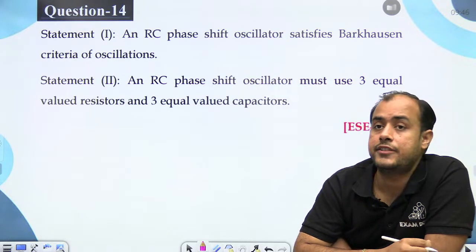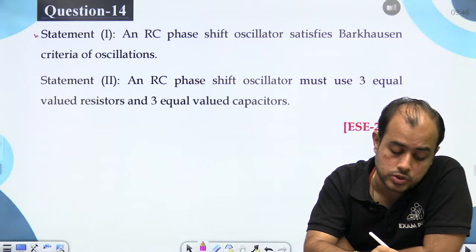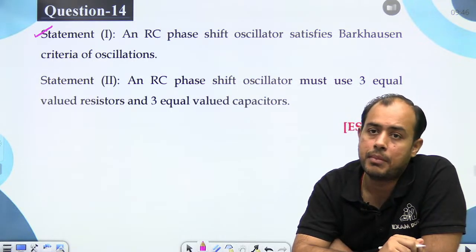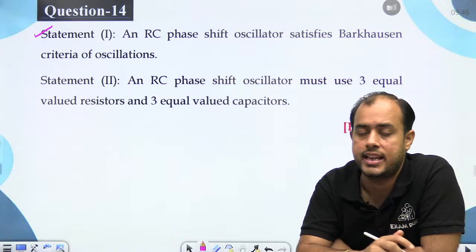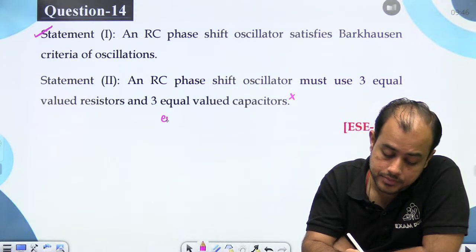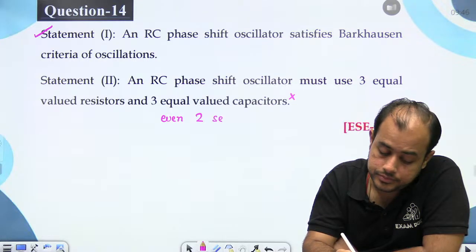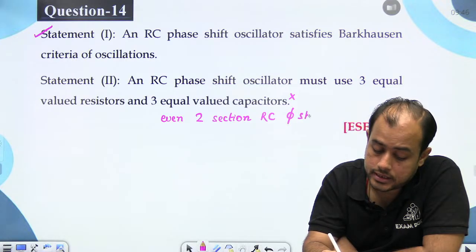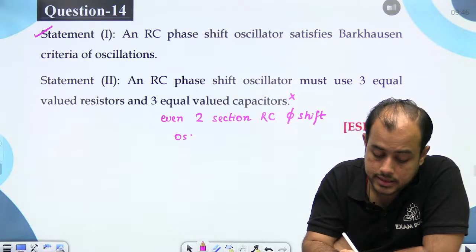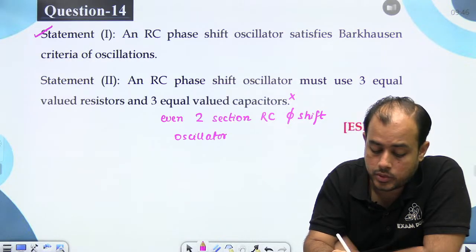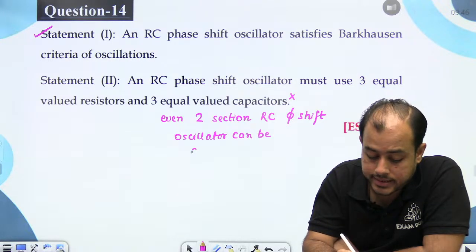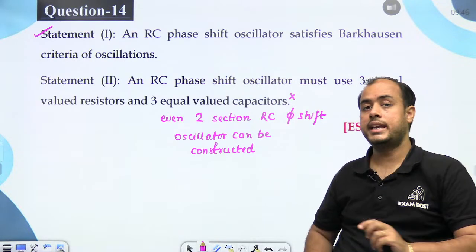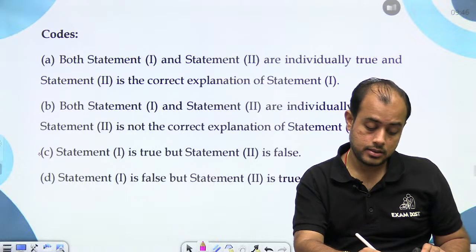ESE 2012, RC phase shift oscillator satisfies Barkhausen criteria? Yes. Every oscillator has to satisfy. Must use 3 equal resistors, 3 equal capacitors? No. Even a 2 section RC phase shift oscillator can be constructed. 3 ही होने चाहिए ऐसा जरूरी नहीं है. It's not necessary that we must have 3 sections. Even 2 sections can make the oscillations happen. So answer is C.